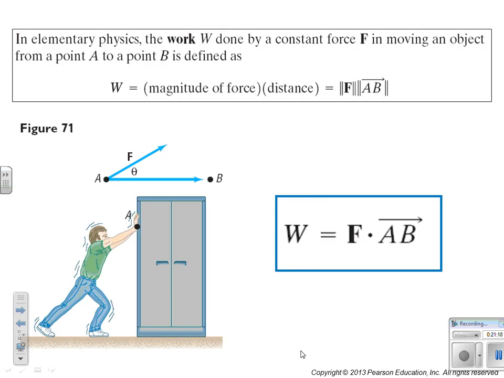For example, I got this guy pushing the cabinet. He is pushing at some distance A to B, so he's got a direction and a magnitude. If you follow the direction, his force is going in this direction here. So the amount of work he's doing is that force vector times the AB vector. I mean dot product. Dot product, it's not times.